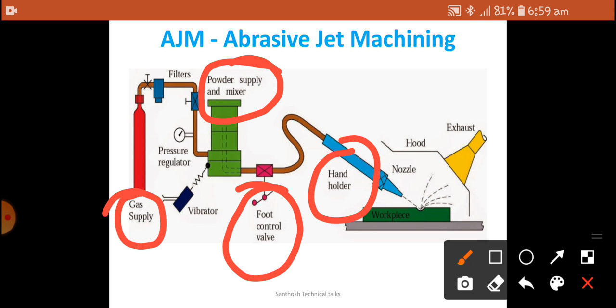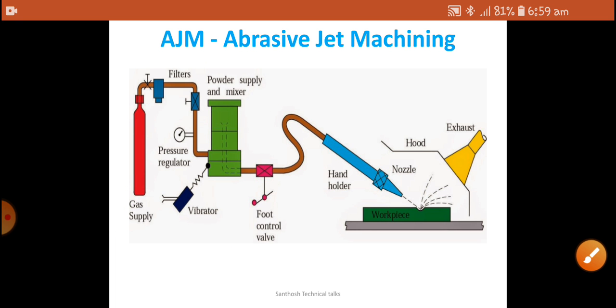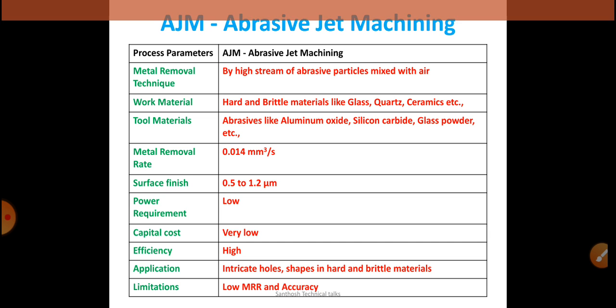The high velocity abrasive and gas stream hits the workpiece and makes the dent. Like that, the abrasive particles hit hard on the work material and it gets machined. So that is how abrasive jet machining is used. The abrasive particles are forced as a jet of fluid, as a jet of air. The abrasive particles hit and concentrate on a point of the work material, and then it gets machined.